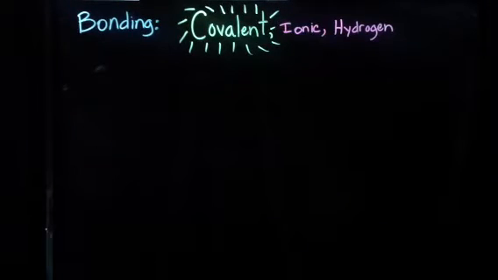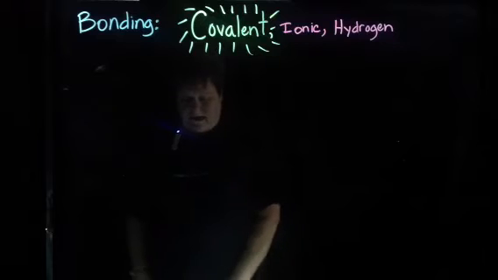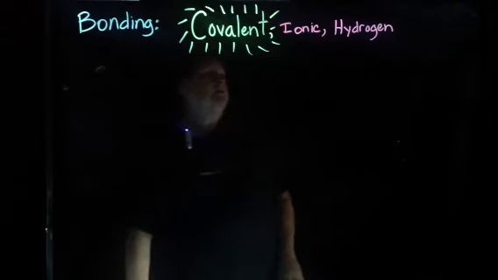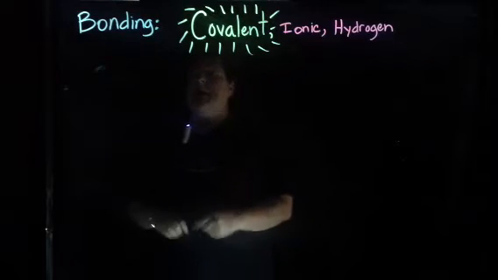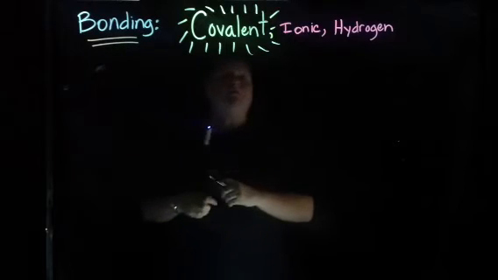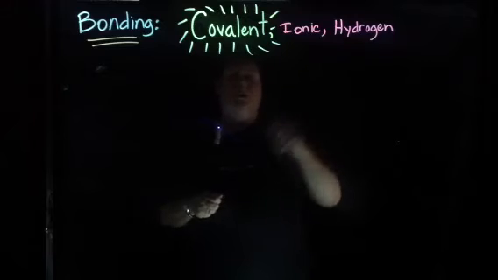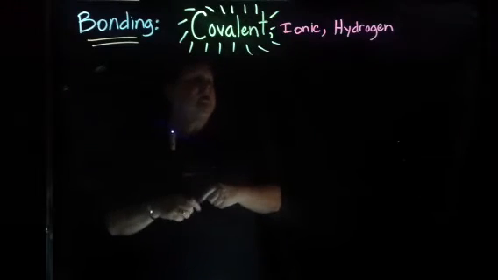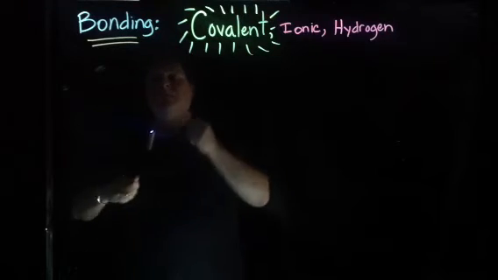Remember, we talked in the last video about the elements on the periodic table wanting to fill their valence electron orbital. They want to fill that with 8 electrons. So the way they do that is with bonding. And when an element bonds, it will form one of 3 bonds: covalent, ionic, or hydrogen bonds. In this video, I want to talk to you about covalent bonding.